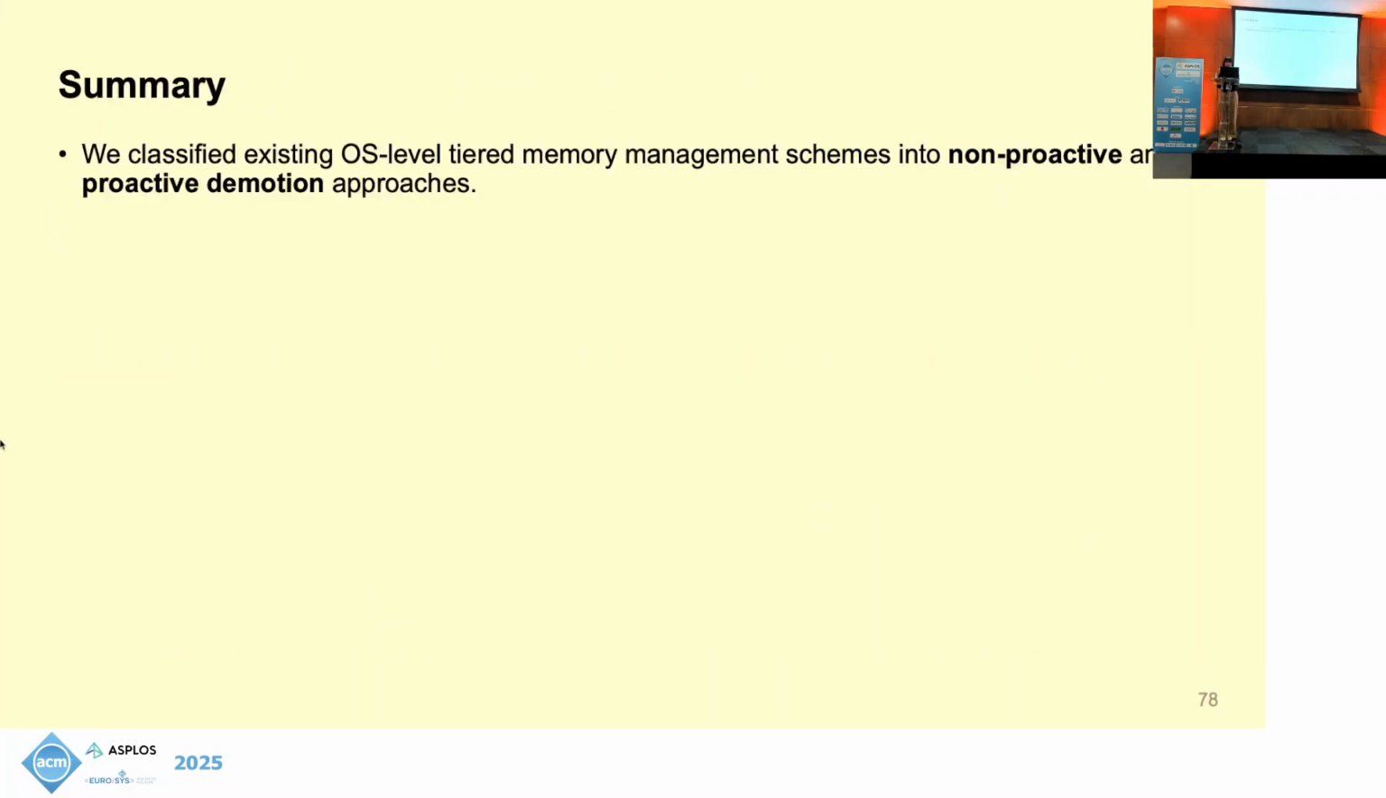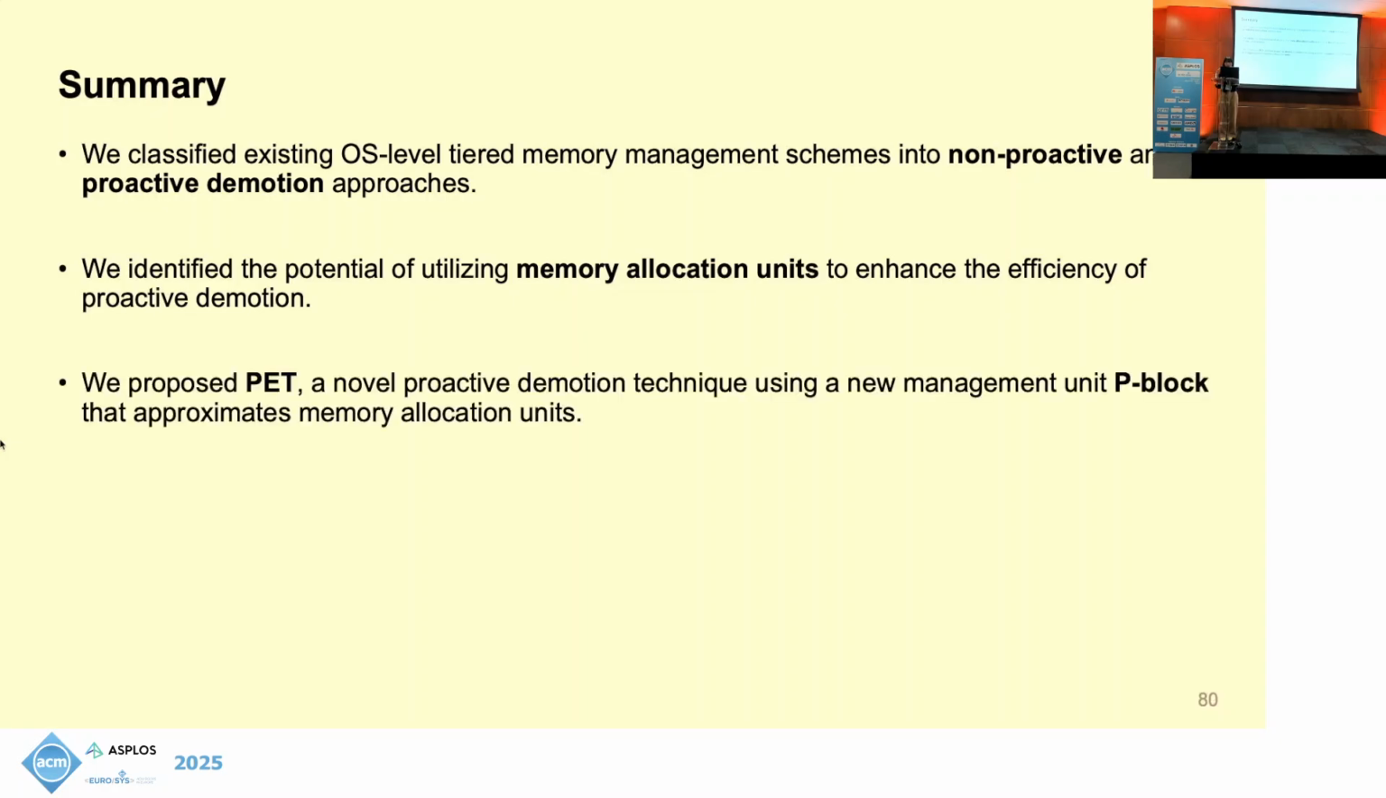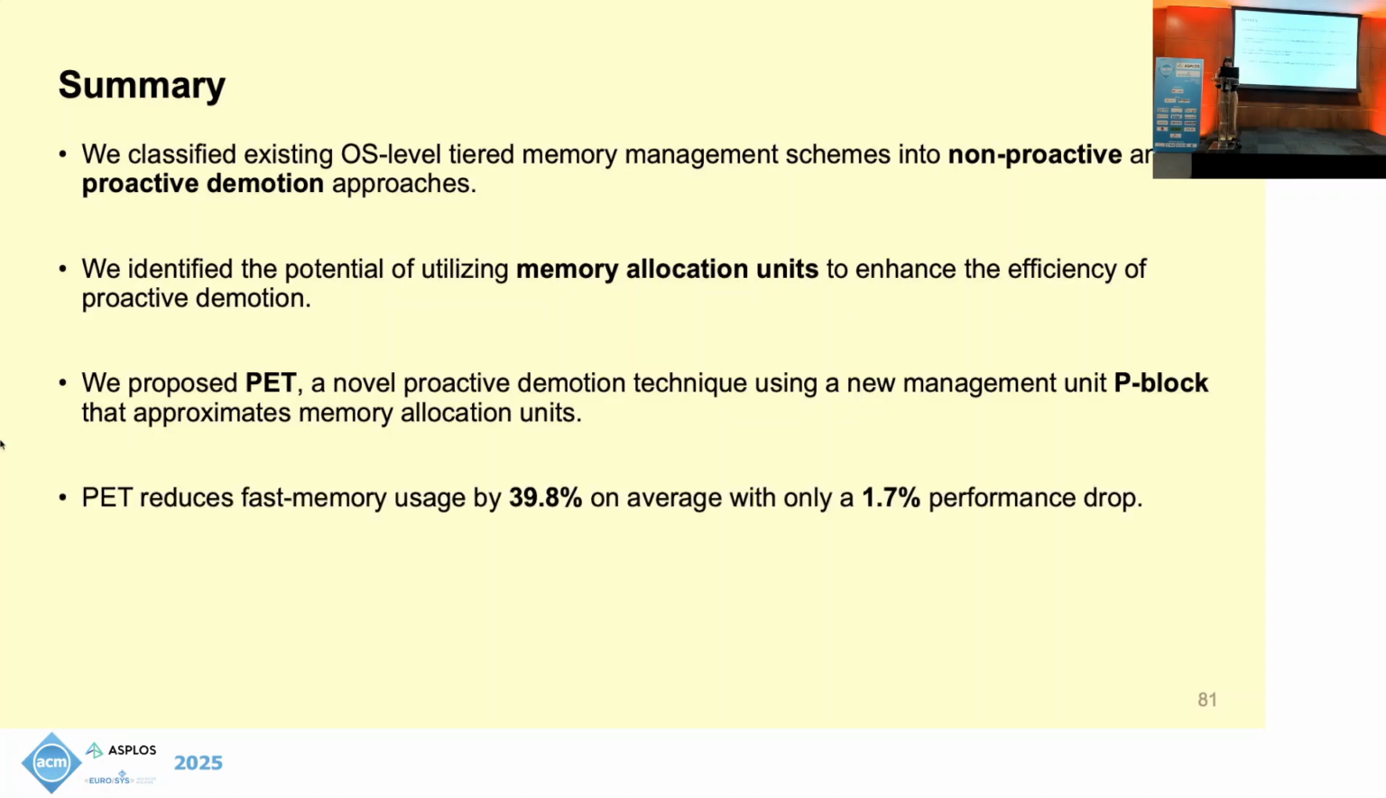To summarize this presentation, we classified existing OS-level tiered memory management schemes into non-proactive and proactive demotion approaches, and identified the potential of utilizing memory allocation units to enhance the efficiency of proactive demotion. We proposed PET, a novel proactive demotion technique using a new management unit, P block, that approximates memory allocation units.